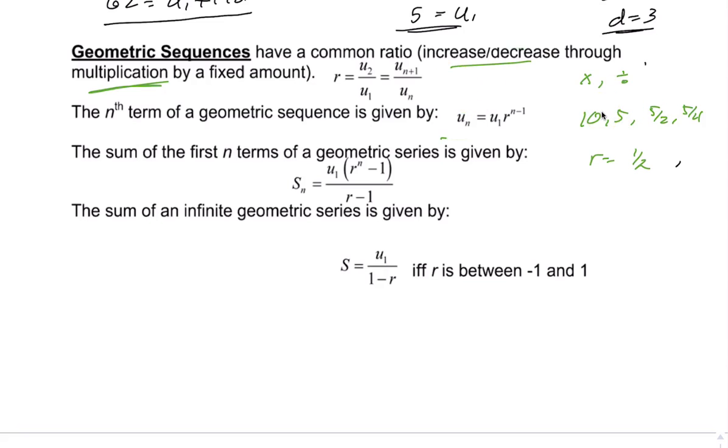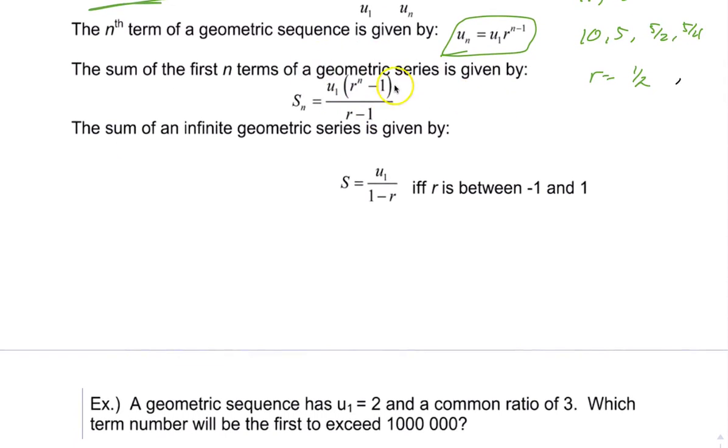The general formula is given by this, which you can find in your formula sheet. Keep in mind, r you cannot find in your formula sheet, but this general formula you can. If you want the sum of the first n terms, that's just another formula you can find in your formula sheet right here. If you want the infinite sum, you've got to watch out for this one. So this is when you want to find the infinite sum. A lot of times you'll be asked to do this without it saying so directly.